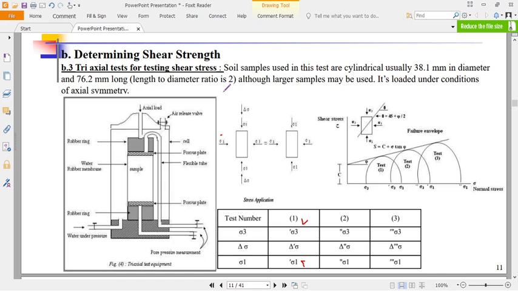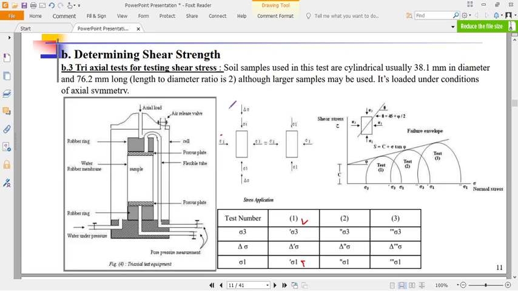of failure plane being predetermined. Remember, I said that the failure plane is predetermined. While for such a test, a soil may fail at any plane. Is that okay? Due to application of loading.